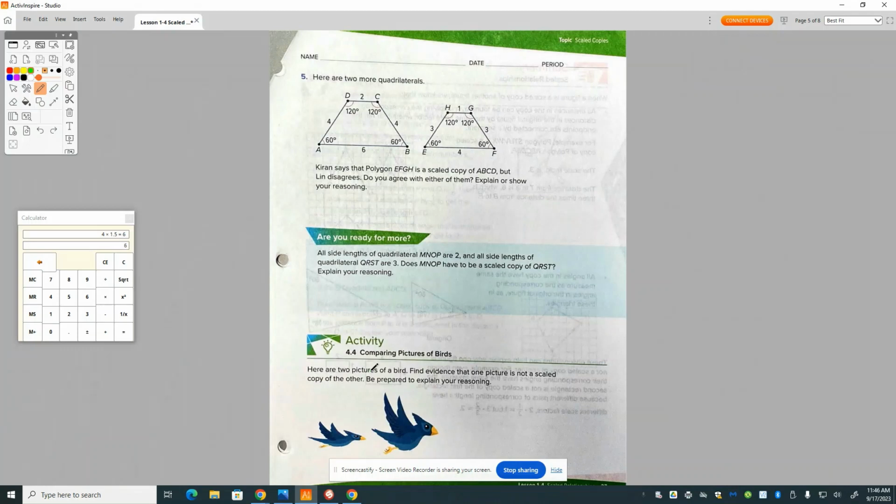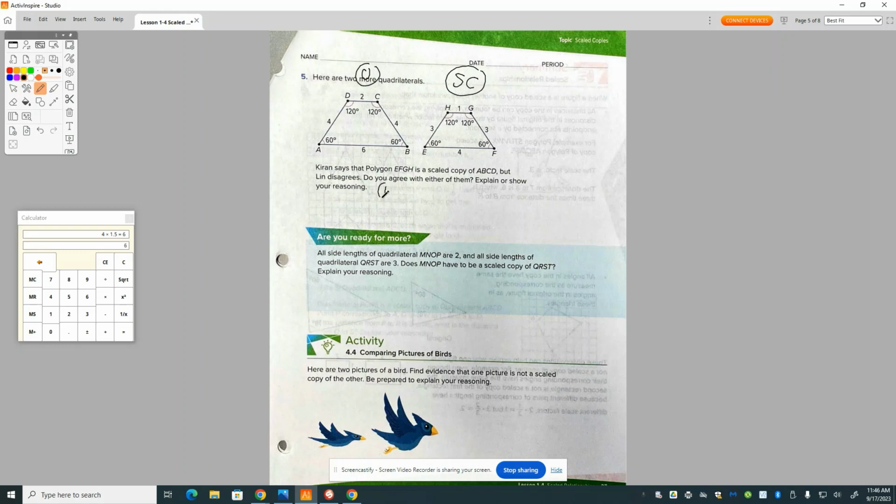So with that being said, our original would be ABCD, and our scaled copy would be E, F, G, H. Now Lynn disagrees. Do you agree with them? Explain or show your reasoning.